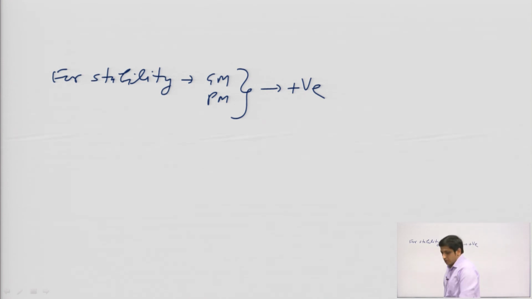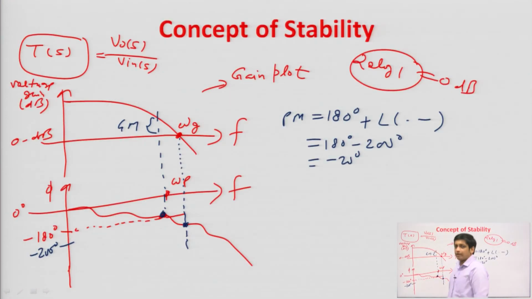Fine. So, we want to stabilize the amplifier, only then we can use that amplifier. So, to check the stability, we will follow this procedure. This is called your Bode plot. In the Bode plot, there are two plots. One is your gain plot, another one is your phase plot.